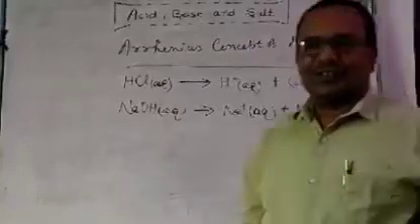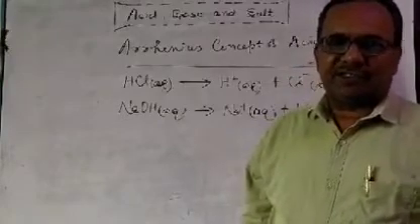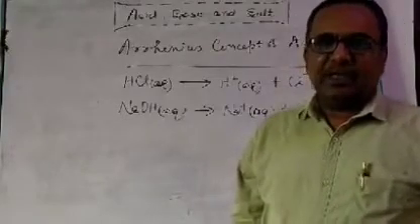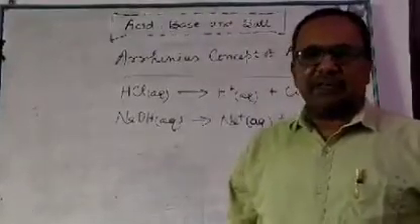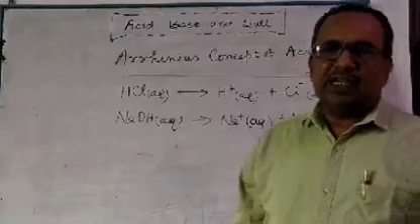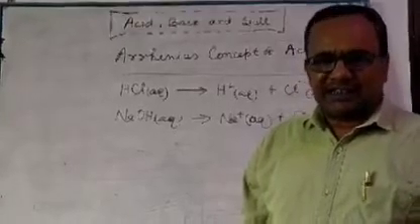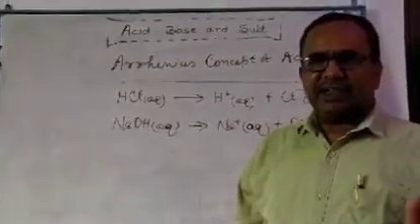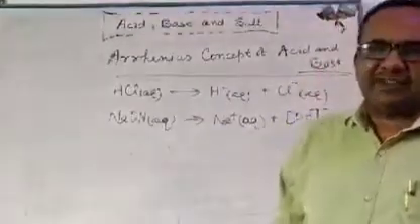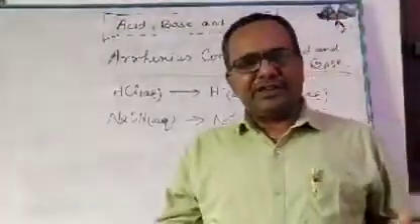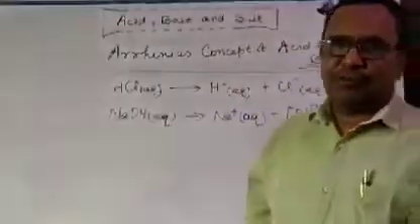Today we are going to study acid, base and salt. It is the second chapter of chemistry of standard 10. First of all, we have to define acid according to old concept. Acid is that substance which is sour in taste and turns blue litmus into red. And base is that substance which has bitter taste and turns red litmus into blue.